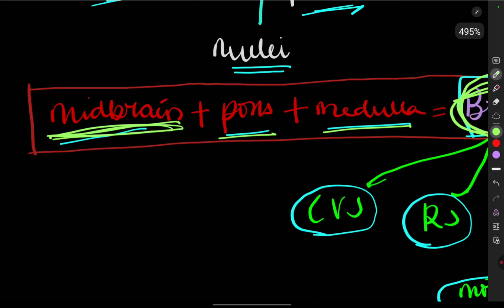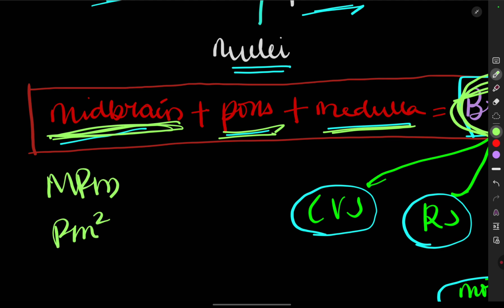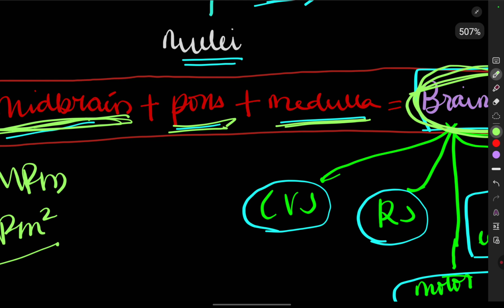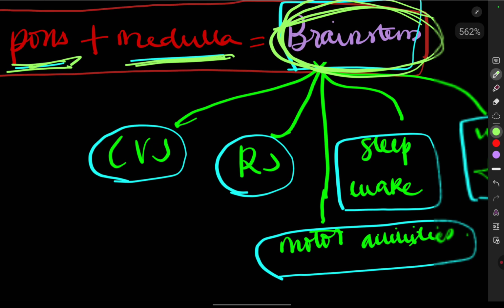Okay, the midbrain, the pons and the medulla. You can remember it as MPM or PM square, whatever. So the midbrain, pons and the medulla, just remember this, don't forget.